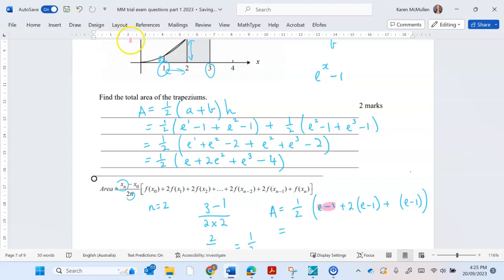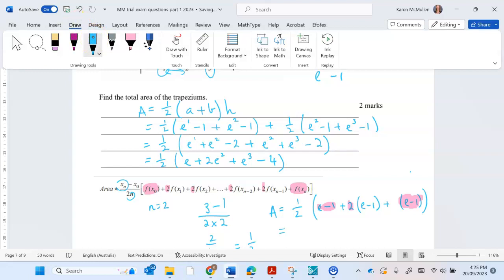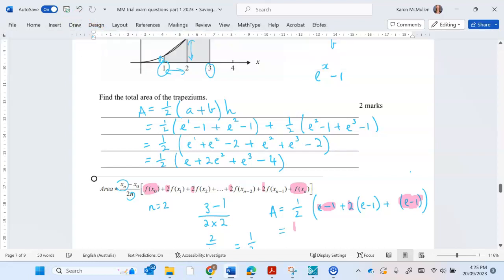Alright, so your first value is this. And just take notice, your last value is just that. This is what I just did incorrectly. Each value in between is multiplied by 2. So you can see there's your 2. So just be careful your 2 end values only get counted once. See why I think it's easier just to use the trapezium formula.